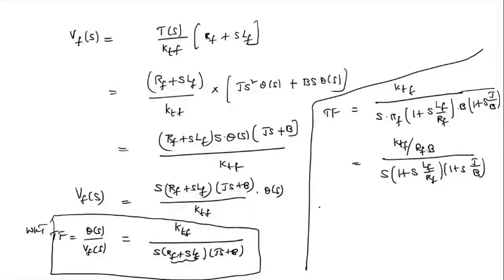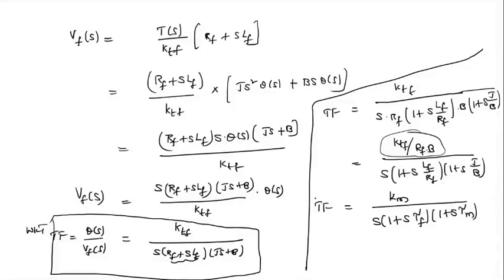So again TF equals, this entire term may be written simply as Km, the motor constant. Km by S into 1 plus S tau F, which is the field constant, into 1 plus S into tau M. So this is the final transfer function. If you want to write what KM is, what tau F is, and what tau M is, I'm going to write those things.